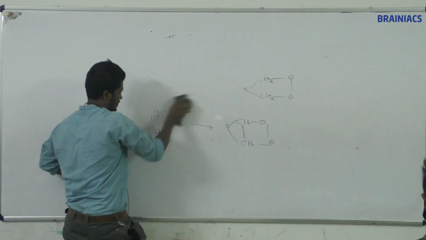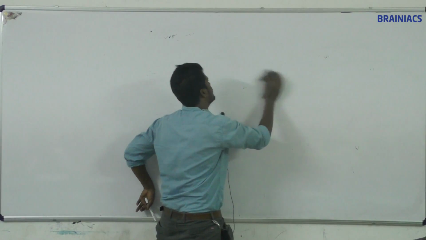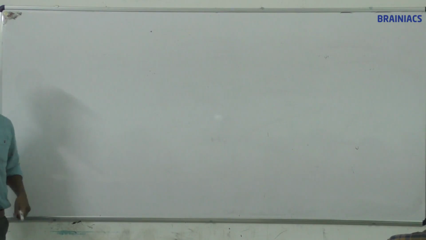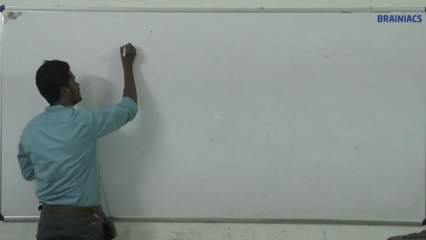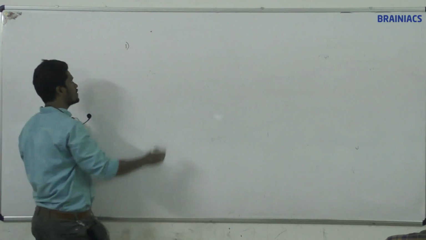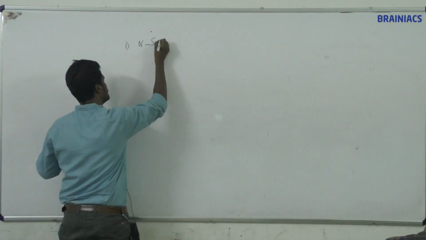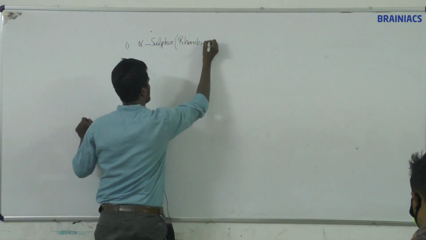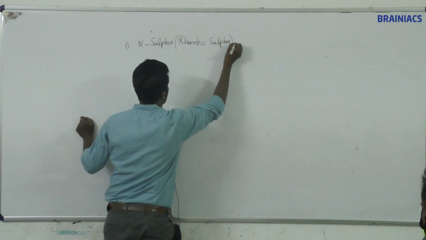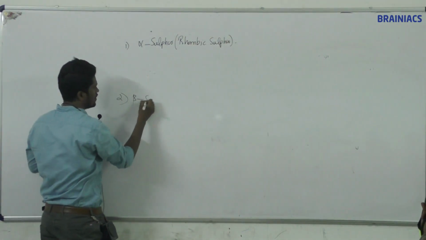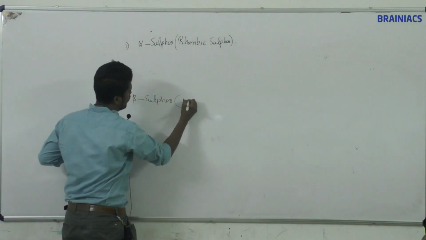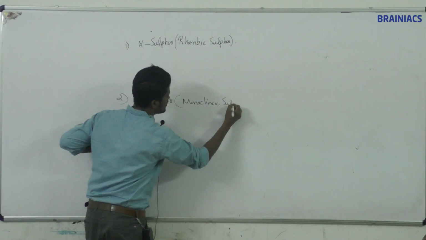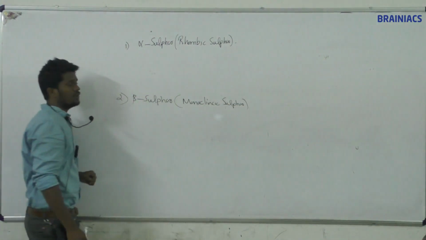Next one, allotropes of sulfur. So what are the different types of allotropes of sulfur? Alpha sulfur or rhombic sulfur, and the second one is beta sulfur or monoclinic sulfur. So the allotropes of sulfur are alpha sulfur and beta sulfur.